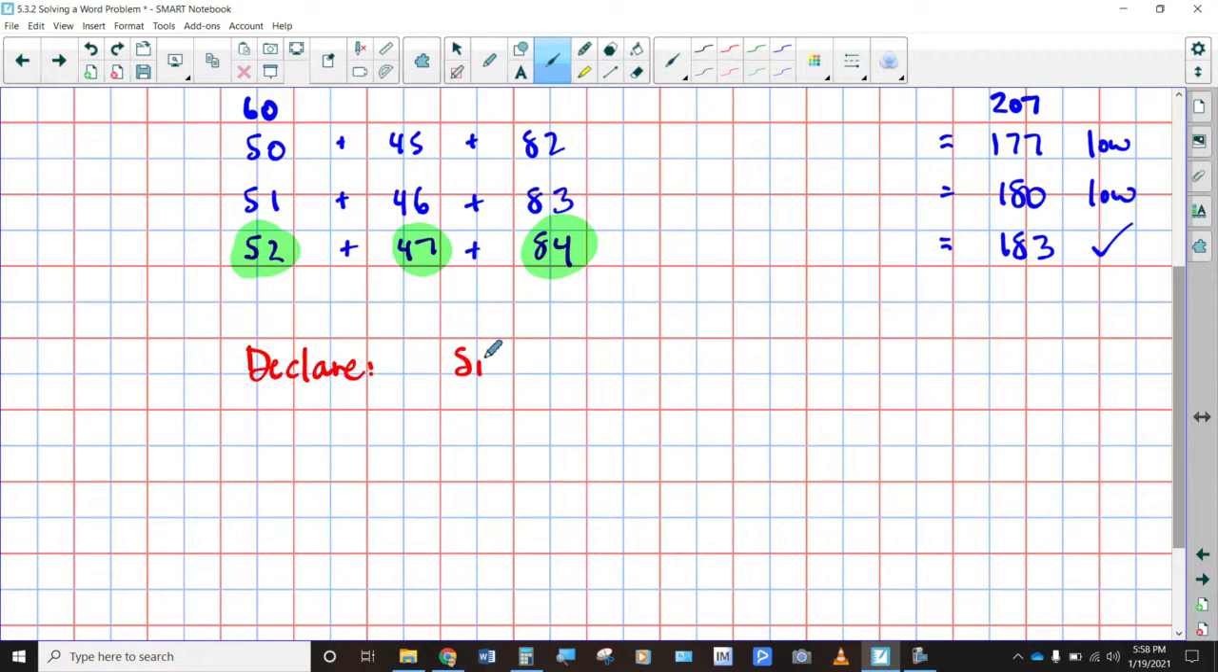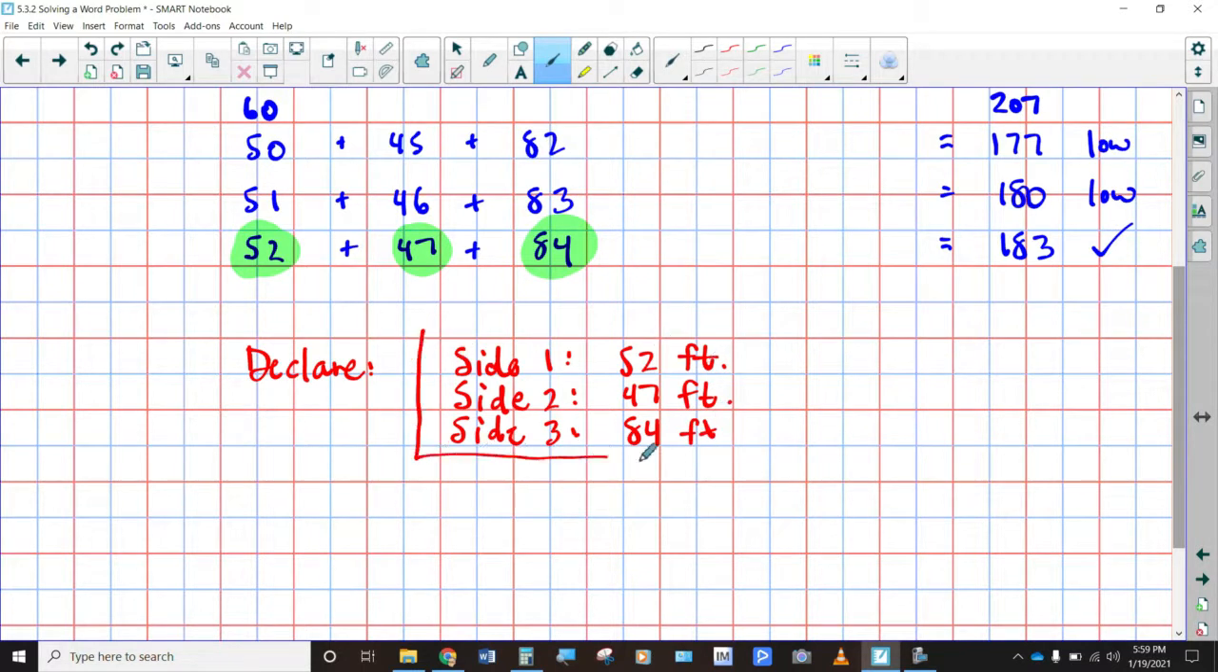that side 1, which was the first side, will be 52 feet. Side 2, which was the other short side, would be 47 feet because he left 5 feet for the gate. And then side 3 was the longest side, which is going to be 84 feet. And I like drawing boxes around my final answers. That is your declare.